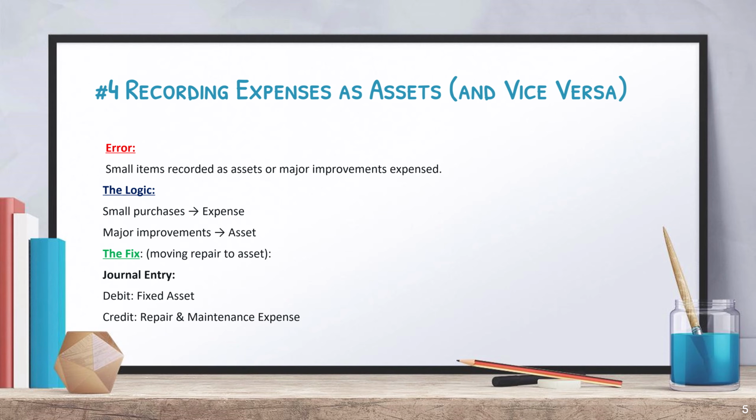Number 4, recording expenses as assets and vice versa. This mistake usually happens because people don't know their capitalization threshold. For example, recording a $15 stapler as an asset, or recording a $5,000 building improvement as an expense. The logic: small purchases equal expense, and major improvements equal asset. The fix: moving the repair to an asset by entering the journal entry below. This moves the cost from the income statement to the balance sheet.